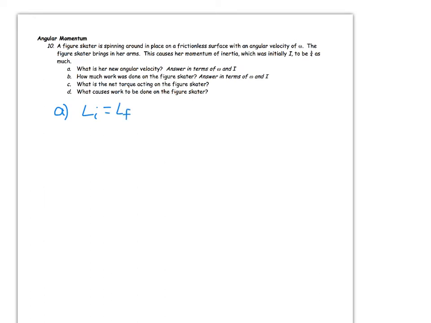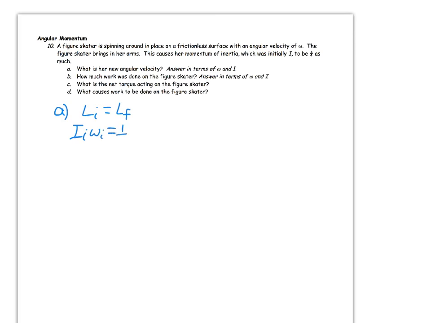We know there were no net torques on our system, or really it's just the object here. But this is a case where it's just a single object changing its moment of inertia. So we're going to go ahead and substitute in our initial moment of inertia times our initial angular speed equals our final moment of inertia times our final angular speed. So initially, her moment of inertia was I and her speed was omega.